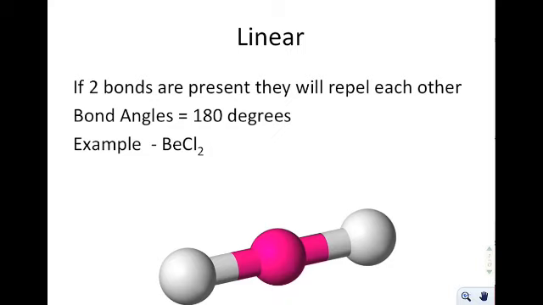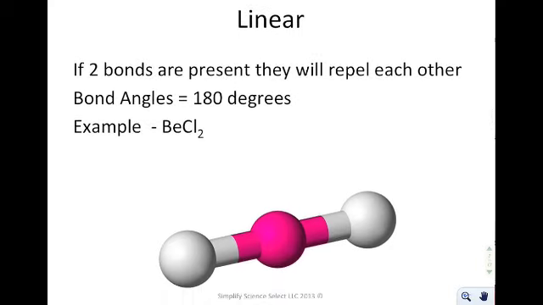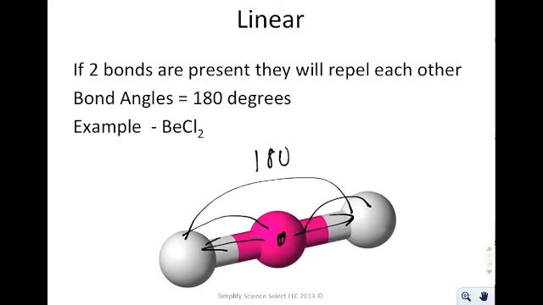So the first one is a linear shape, and the linear shape is present whenever you have two bonds that repel each other. So the linear shape, you have a central atom and you have two bonds, and when those bonds repel as far away from each other as they can be, the closest that they can be is on the opposite sides. So when you have these opposite sides right here, there is 180 degrees between the different bonds.